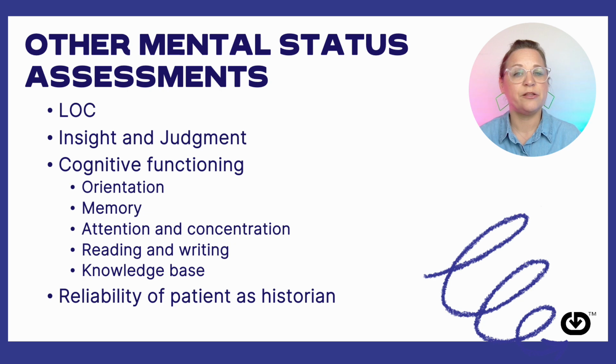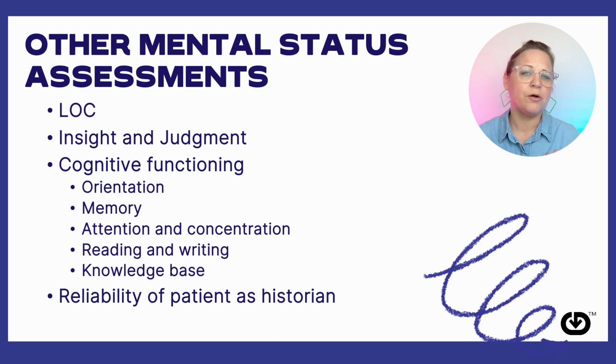We also want to understand their judgment. Do they have judgment on how to keep themselves safe? So one of the reasons when we cross the street with little kids that we hold their hand is because they don't have judgment yet on how to safely cross the street. And sometimes even adults with mental health disorders can lack judgment and they're not able to keep themselves safe. So understanding their assessment of judgment can help us to know what parameters of safety we need to put in place for that patient.